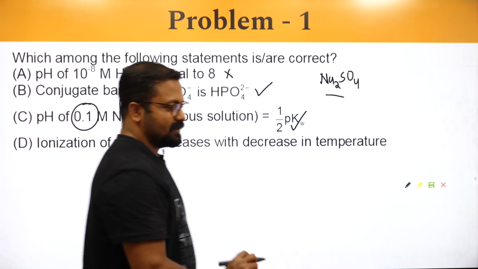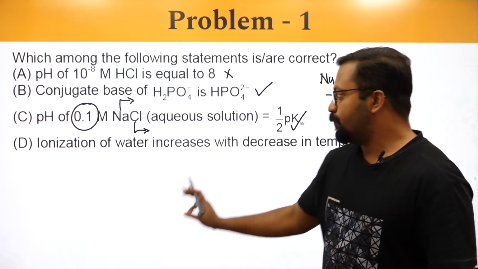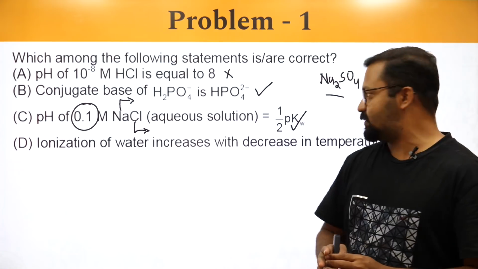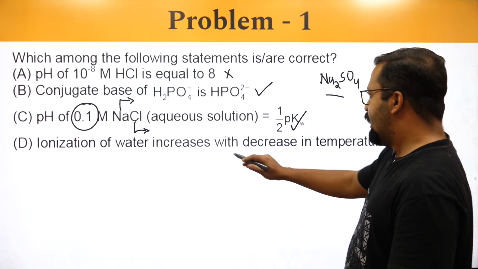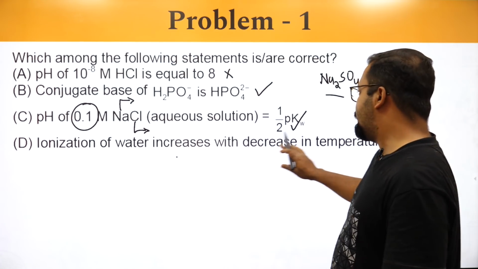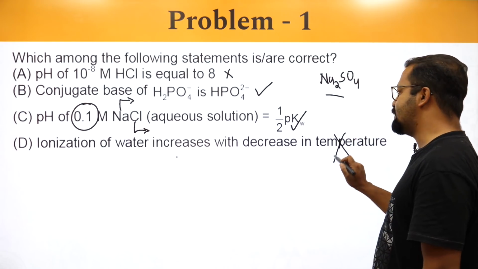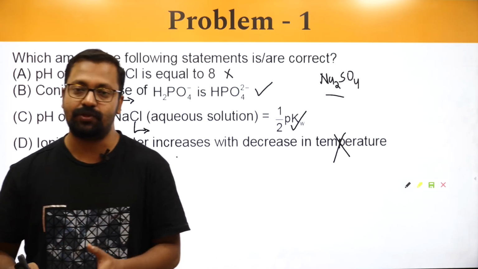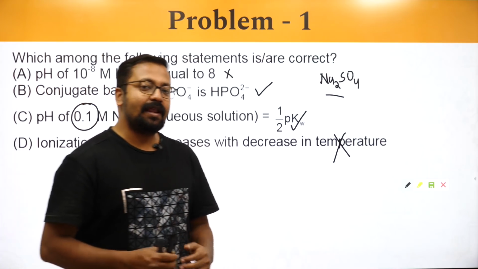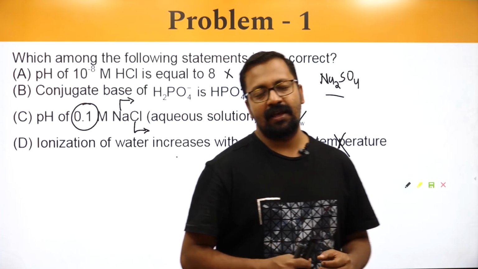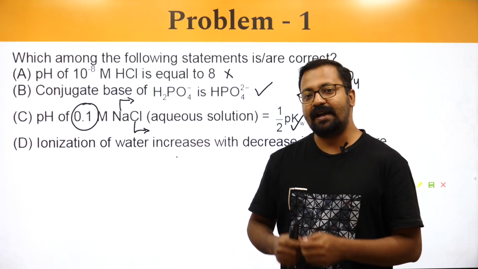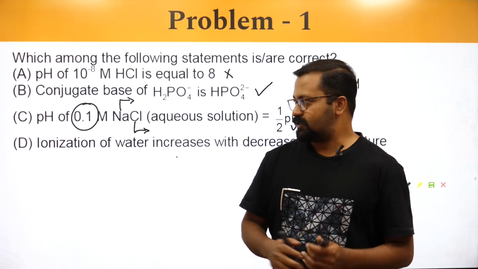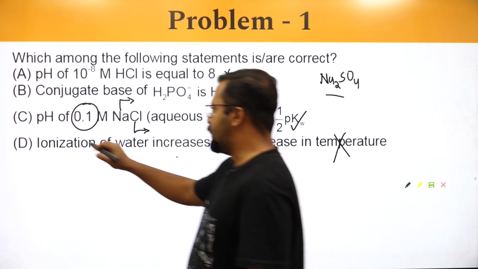That's a correct statement. The last statement is: ionization of water increases with decrease in temperature. It is an incorrect statement because ionization, we know for a fact, is bond dissociation. Dissociation will increase if the thermal energy increases, if the bond vibration increases, and that will happen only when the temperature is increased. So the right answer to this question is B and C.